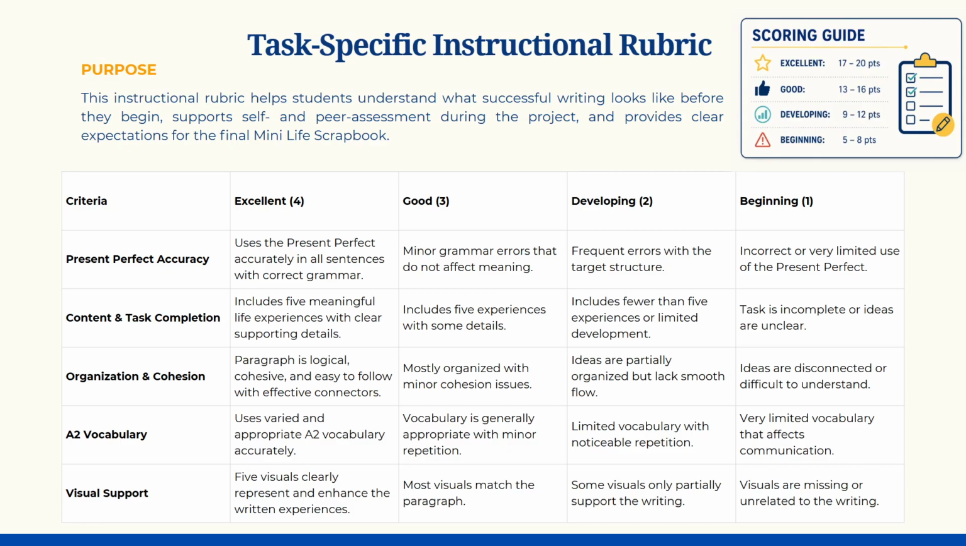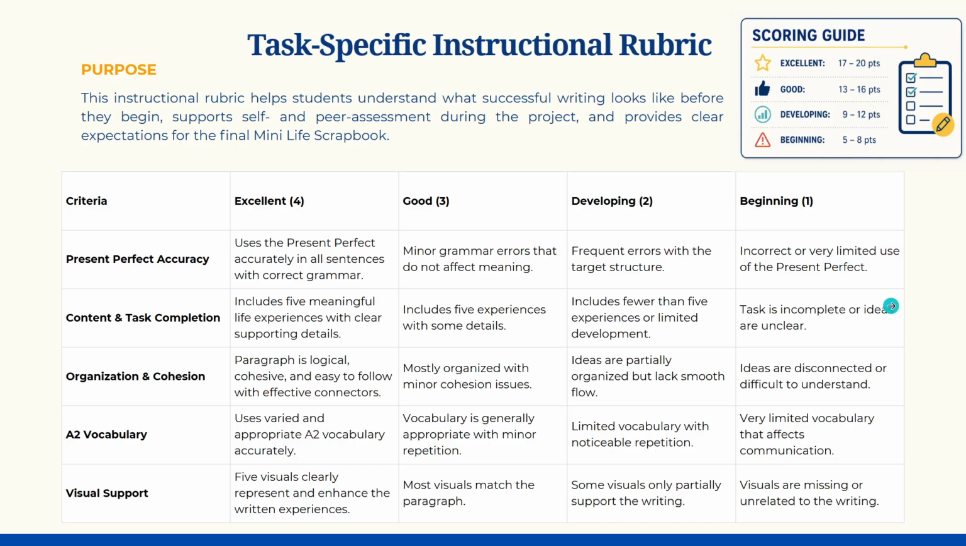Good evening, everyone. Now I will explain the task-specific instructional rubric designed for our authentic writing project. This rubric was carefully created to align with our learning objective rather than serving only as a grading tool. It supports students during the writing process and provides clear criteria for self-assessment, peer review, and teacher feedback. Our rubric evaluates only one language skill, writing, which is the focus of this project. The assessment is based on five essential criteria.